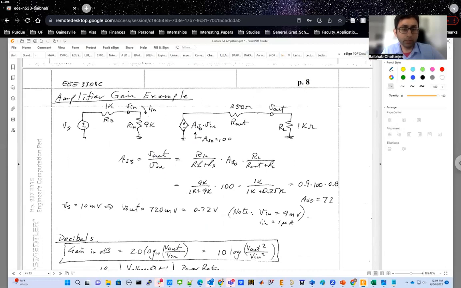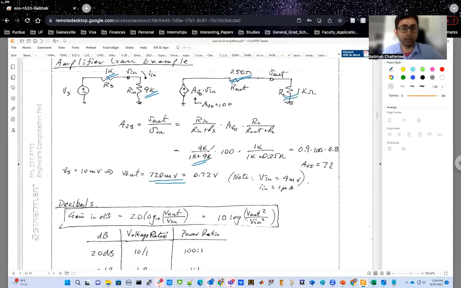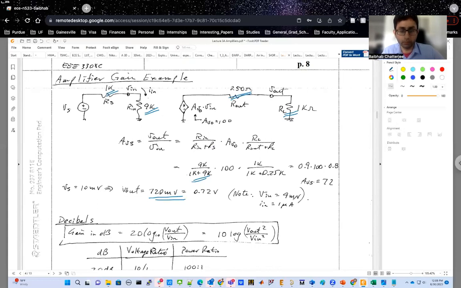So just as an example, in this case, we are showing the voltage division between R in and RS. RS is 1 kilo ohm, R in is 9 kilo ohm. So you have a voltage division ratio of 1/10 over there. Again, in this case, you have an R out of 250 ohms and RL of 1 kilo ohm. So definitely you'll have a voltage division of 1 kilo ohm divided by 1K plus 250 ohms. And overall, you get a voltage output of 720 millivolts if your input is equal to 10 millivolts.